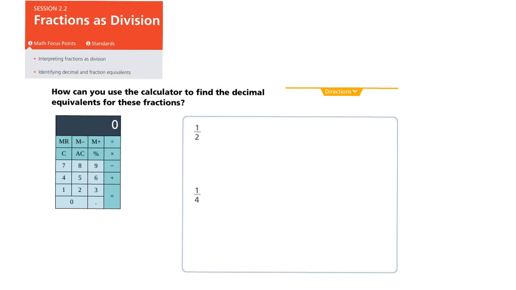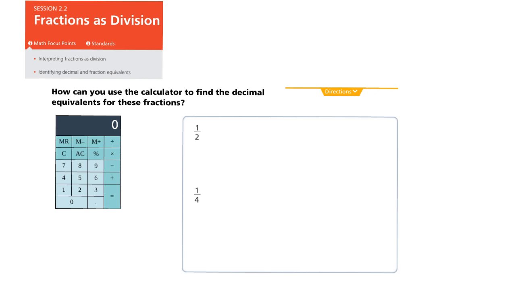Hey everyone, so today we are going to be focusing on exploring fractions as division. So we're going to be interpreting fractions as division, and we're going to find out how decimals and fractions are equal or equivalent to one another. So before we even begin, if you think about using your calculator and looking at the fraction 1/2, what can we type in the calculator to figure out the decimal equivalent?